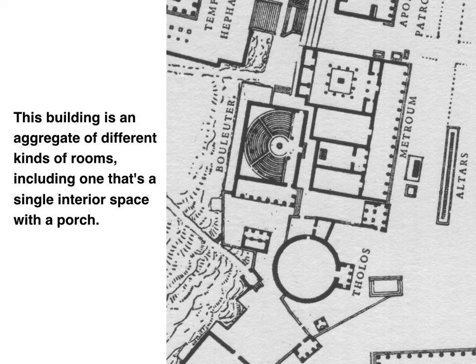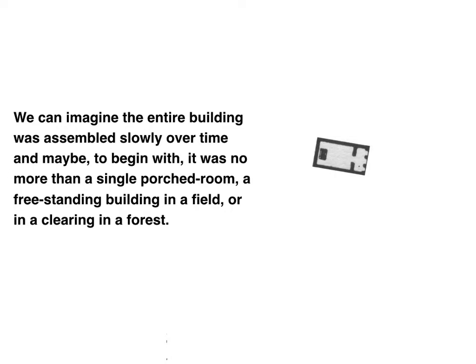Now, unlike the examples we have been looking at so far, what is novel about this porched room is that it is not freestanding. It's embedded within the total aggregate of spaces that make up the building. We can imagine this total building complex was assembled slowly over time, and maybe, to begin with, it was no more than a single porched room, freestanding in a field or in a clearing in a forest.